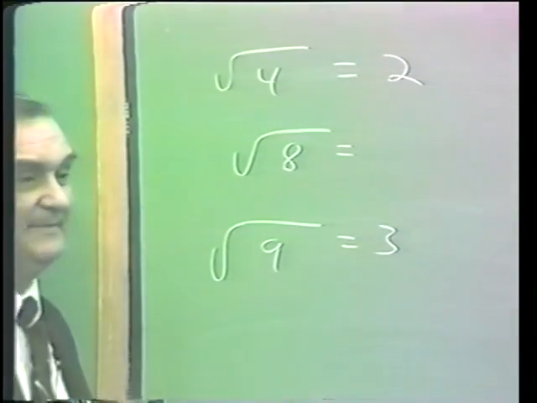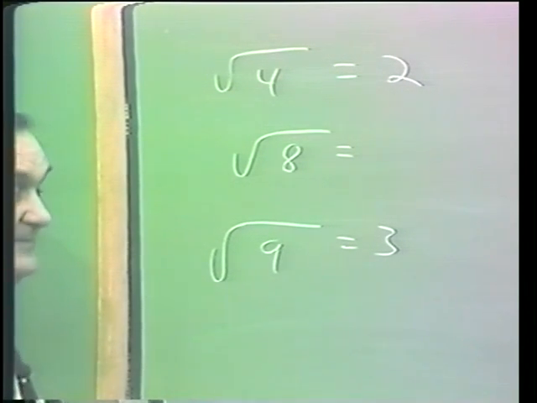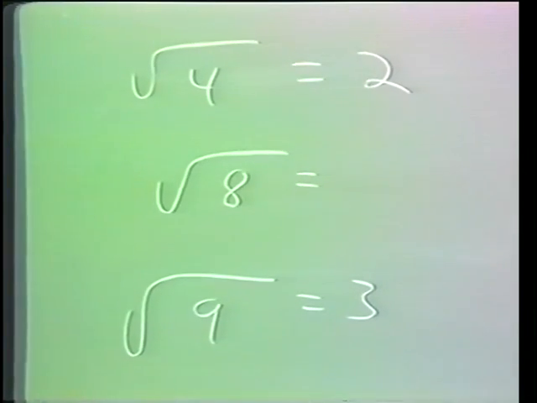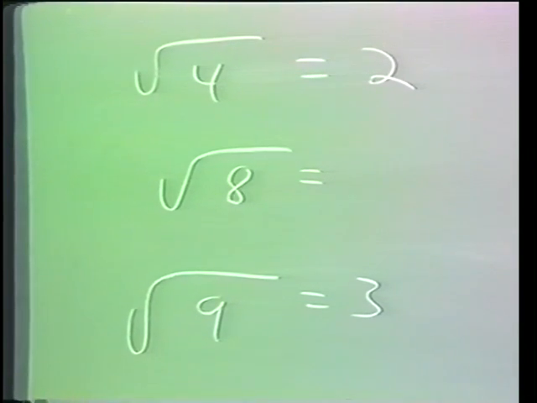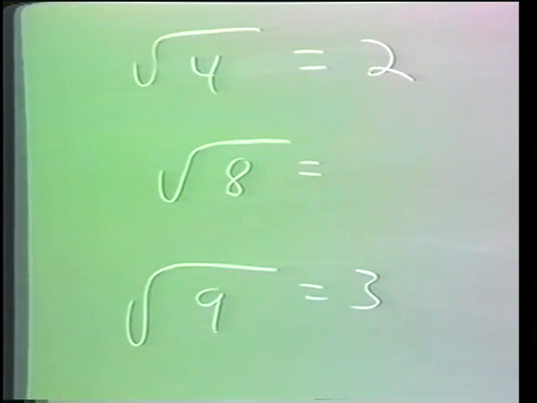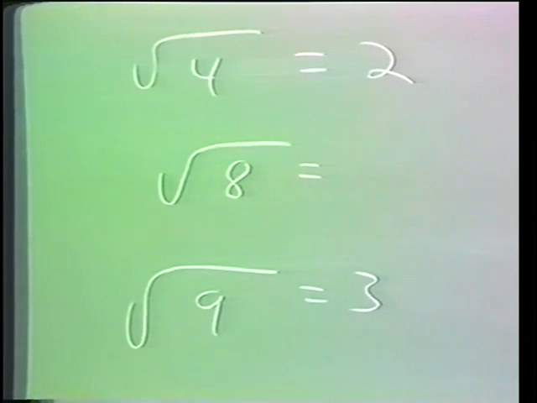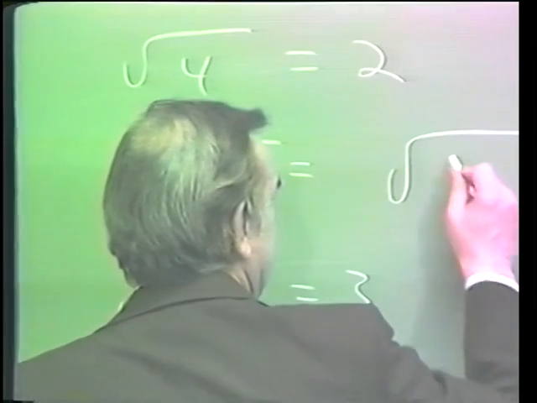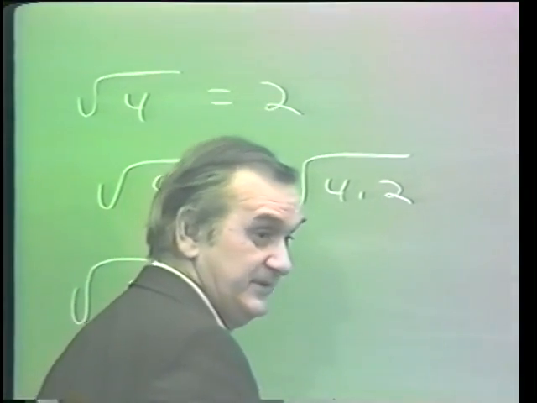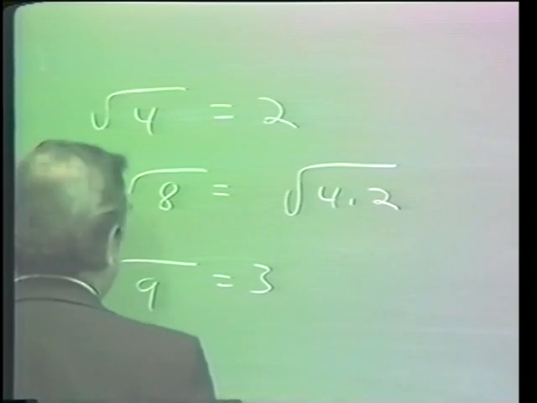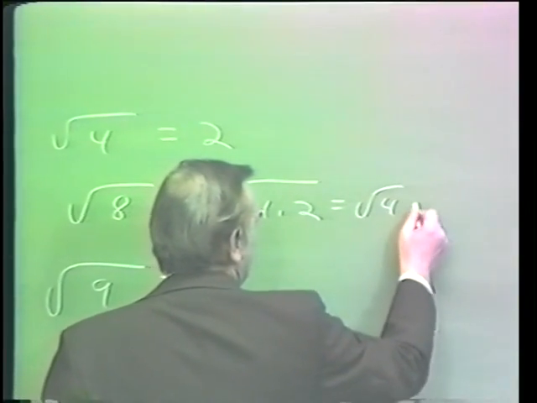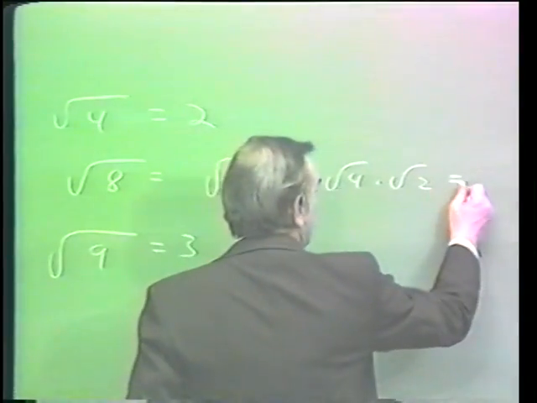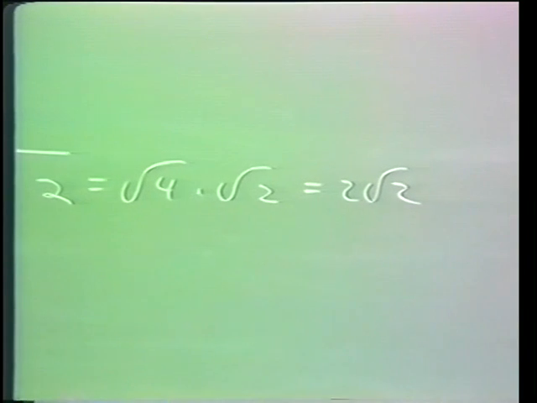What whole number times itself will give you 8? None. There is no whole number times itself. So square root of 8, that's not a perfect square, but we can do something with it. We can simplify it. He says, well, 8 is square root of 4 times 2. By property 9 up there, this is equal to the square root of 4 times the square root of 2, which is equal to 2 square roots of 2.